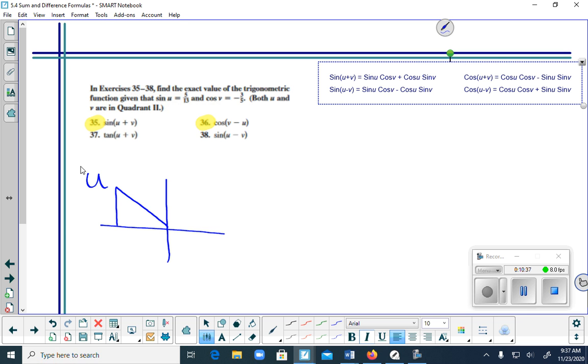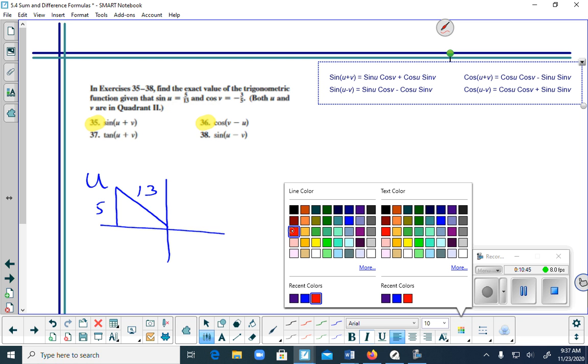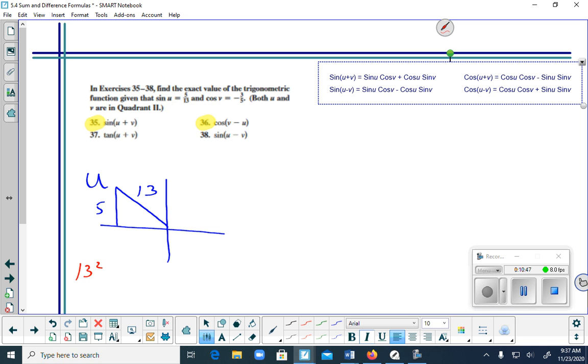My sine is the opposite over hypotenuse. When I do Pythagorean theorem, 13 squared is equal to 5 squared plus b squared, I'm going to end up finding out that this b is 12, and since the way it's written, I'm going to make it a -12. To do u, that was u. To do v, also in the second quadrant, they tell me the cosine is 3/5.